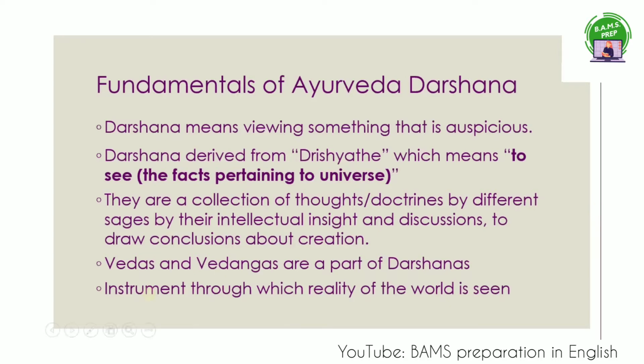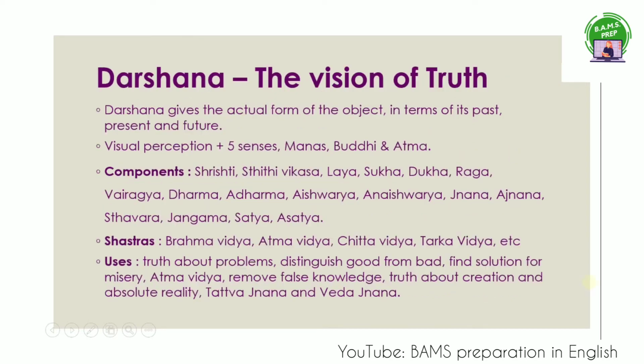Darshana is also called an instrument through which reality of the world is seen. Darshana, the vision of truth. Darshana gives the actual form of the object in terms of its past, present and future. Darshana includes visual perception and also the five senses, indriyas, manas, mind, buddhi, intelligence and atma, soul.